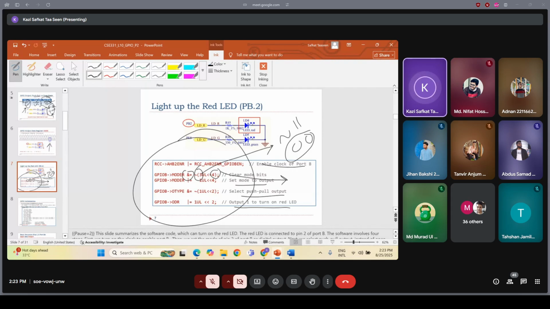So remember, the MODER register has 2 bits for one pin. Because you have a 4 here, it's referring to bits 5 and 4. If you look at the internal structure again, things would become clear. Whenever you're saying 4, you're actually referring to the data in bits 4 and 5. So whatever data you have in bits 4 and 5, you AND that data with 0 0.